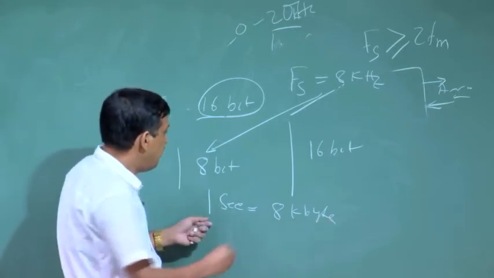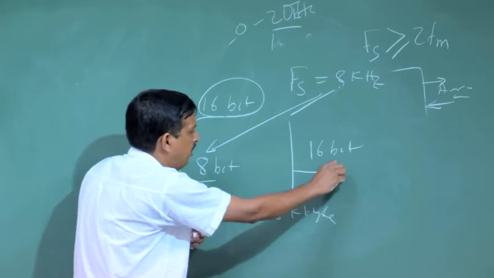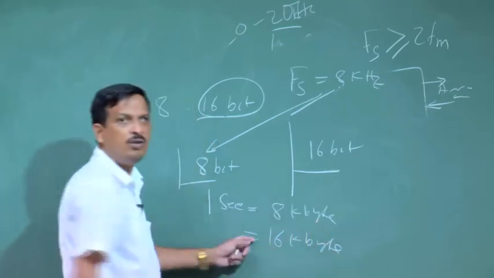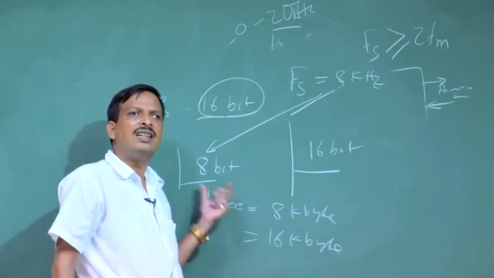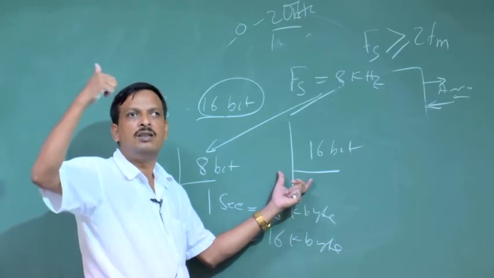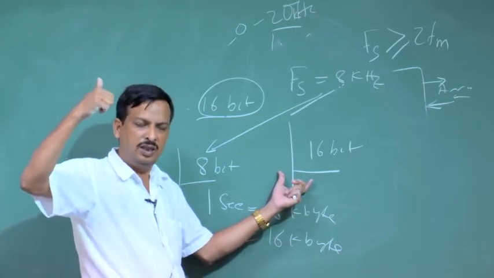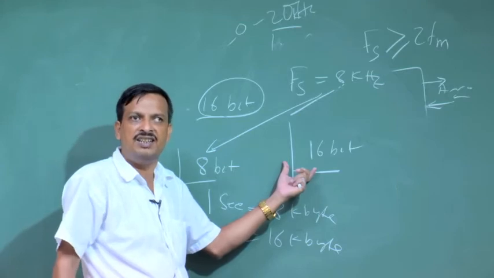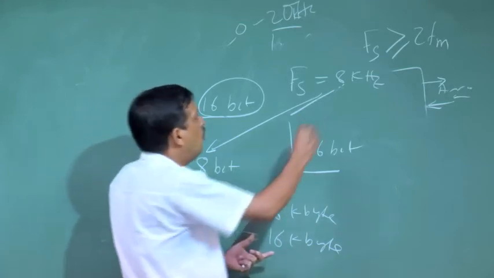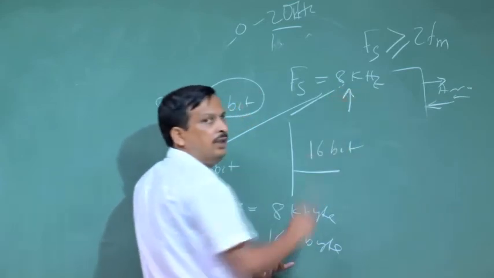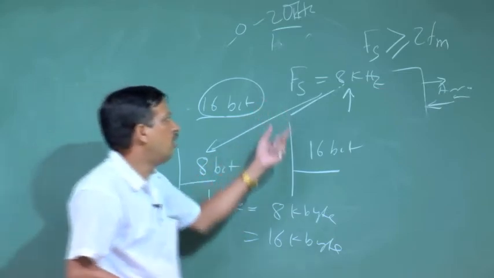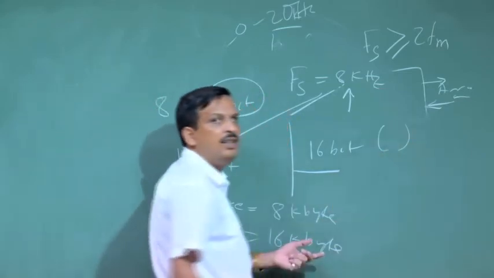Similarly, if I quantize it with 16-bit, it will be 16 kilobytes. 16-bit is 2 bytes, so 16 kilobytes. So, once I increase the quantization level, my signal to noise ratio increases, that means quantization error decreases, but my memory size increases. Similarly, once I increase the sampling frequency, the accuracy of the digital signal will increase, but the size of the file also increases.